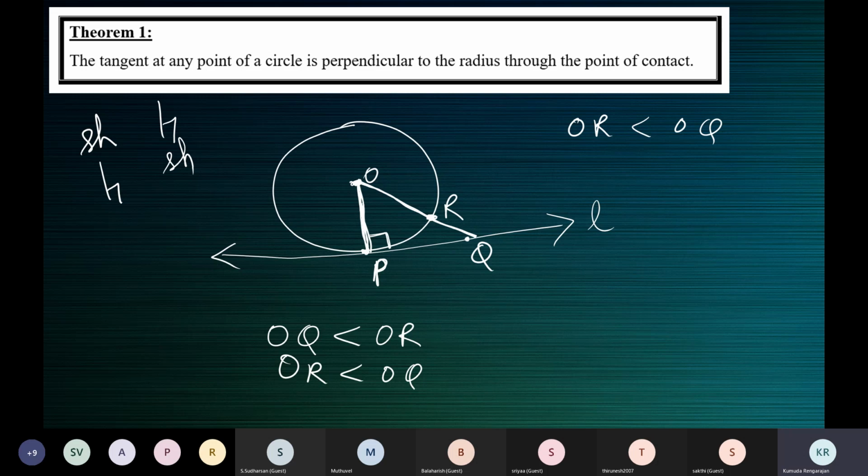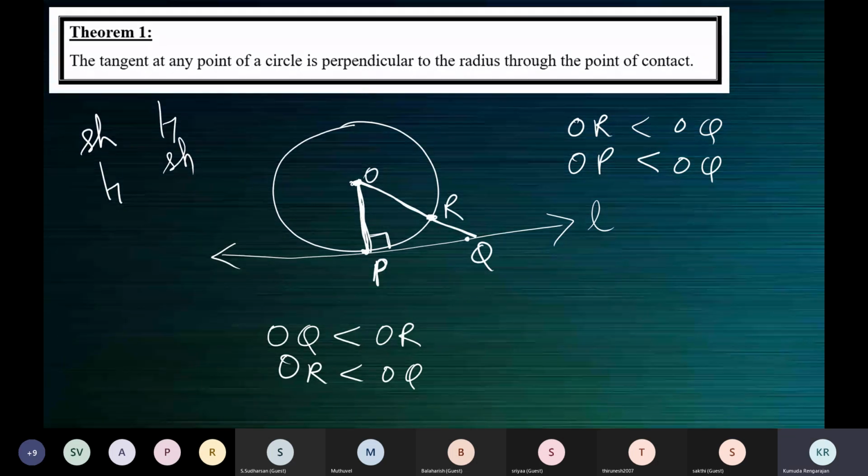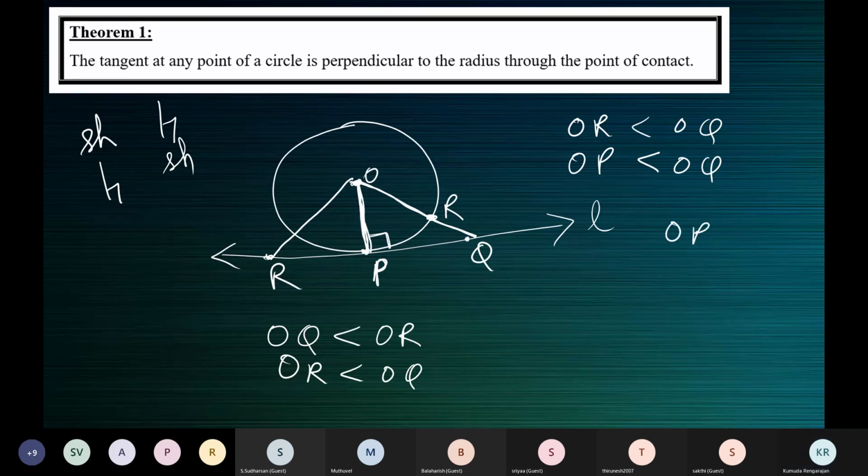Now replace OR with OP. Can you replace OR with OP? Yes, ma'am. Both are radius, so it can take place. So that means OP is less than OQ, right? OP is less than OQ. Like this, if you take any other point like R and you join this, what result will we get? We will get OP is less than OR.